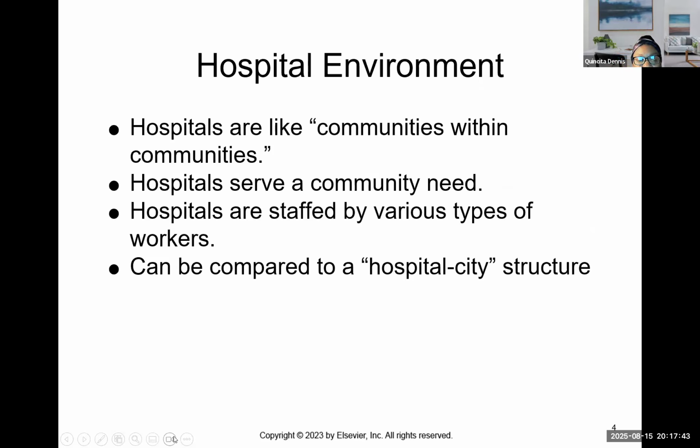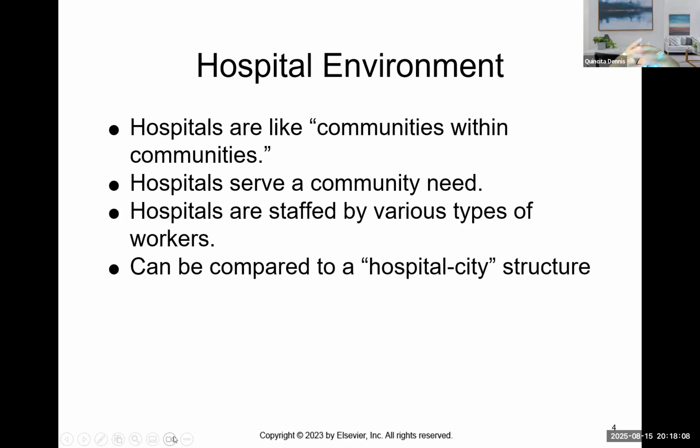All right, in the hospital environment, when you think about the hospital itself, if you've ever visited a hospital, it's like a little city inside of a bigger city. So it's essentially like a little community with different people or different departments working together in order to help the larger community that it is located within or that surrounds it.